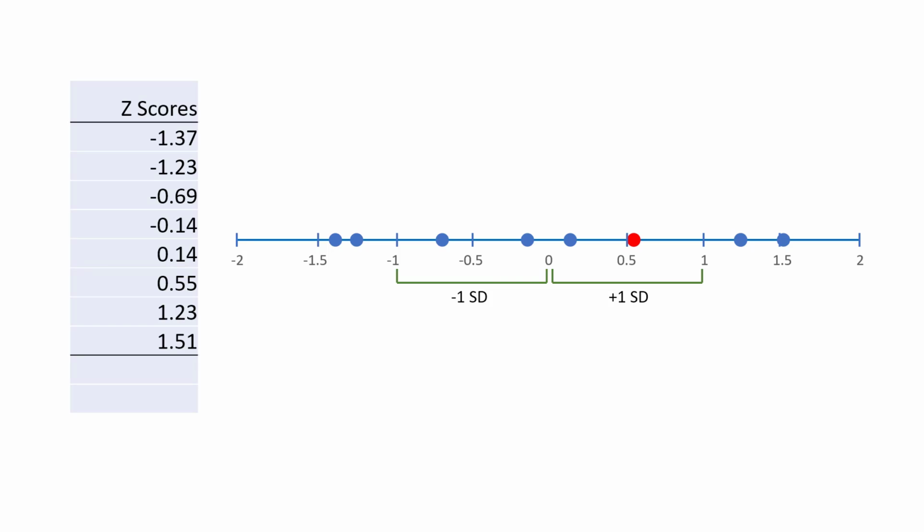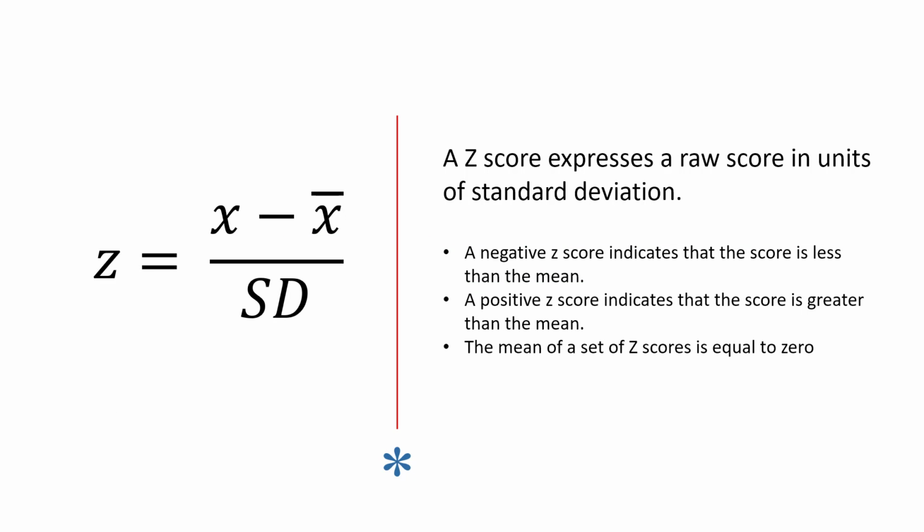All right, just to recap, let's take a final look at this. So a z-score expresses a raw score in standard deviation terms. It tells you how far a score is from the mean score of a data set. Z-scores can take any value. A negative z-score indicates that the score is less than the mean. A positive z-score indicates that a score is greater than the mean. And the mean score in a data set will have a z-score of 0.